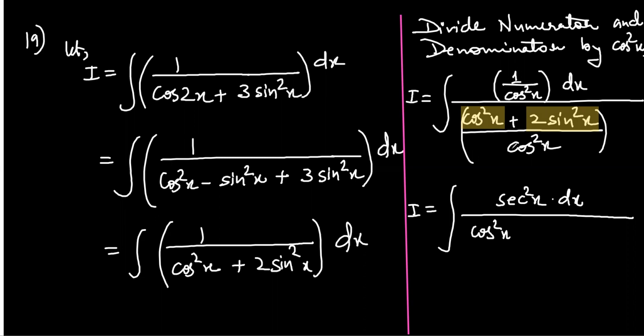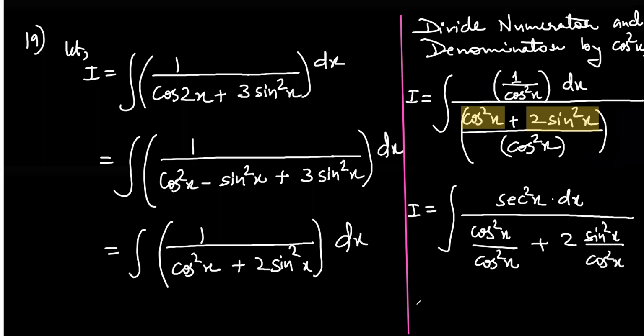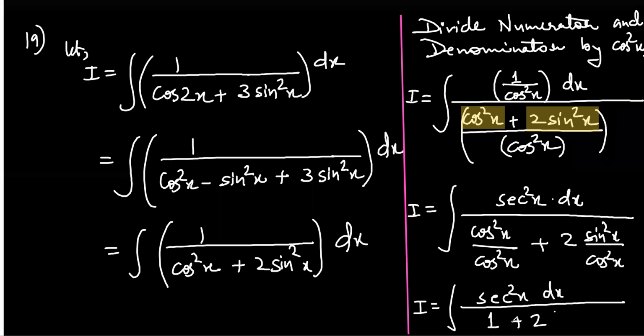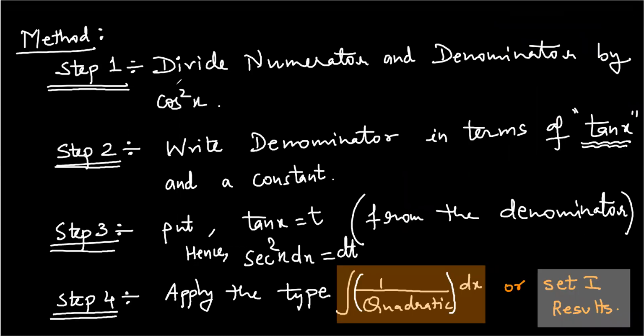In the denominator, what do I do? I split the denominator. I separately divide these two terms by cos square x. So cos square x upon cos square x gets me 1, and here it is 2 sine square x upon cos square x, which gets me 2 tan square x. So I get the next step as sec square x dx upon 1 plus 2 tan square x. So step 1 was divide numerator and denominator by cos square x, which we did.